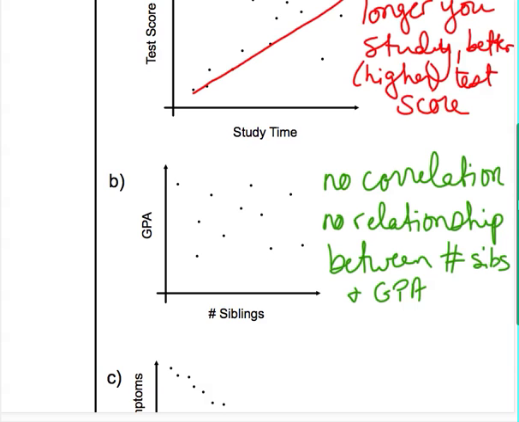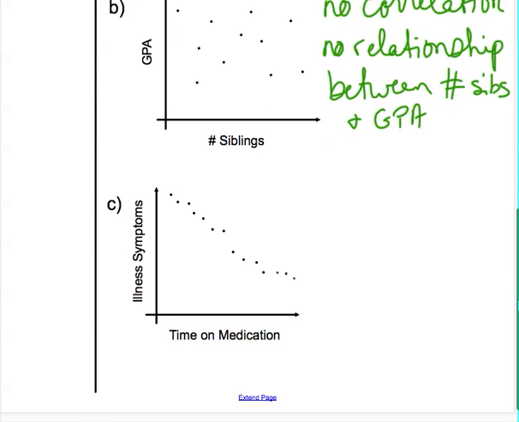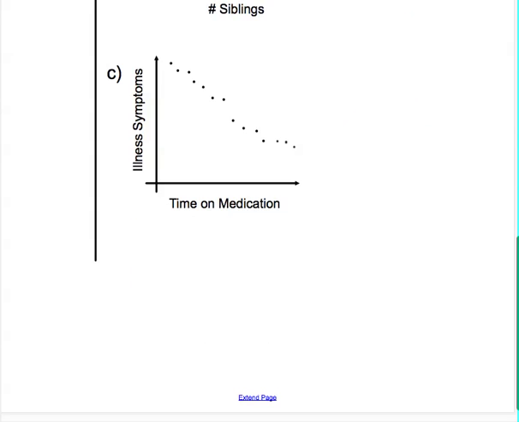All right, so our last example here, we have your time on medication and your illness symptoms. And as you can see, the longer you're on medicine, the fewer symptoms you have of your illness. So this one would be a negative correlation because the time on medication increases as the illness symptoms decrease. They're doing opposite things. And that's our interpretation again.